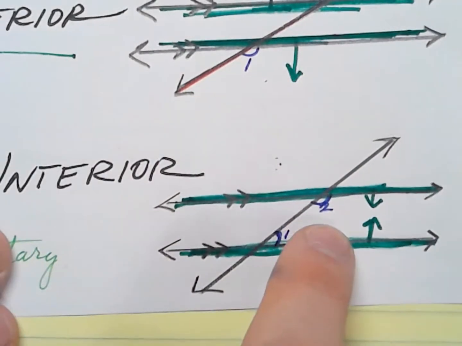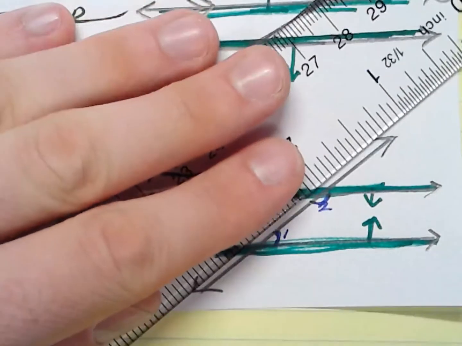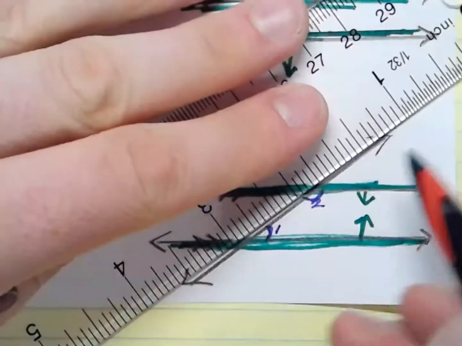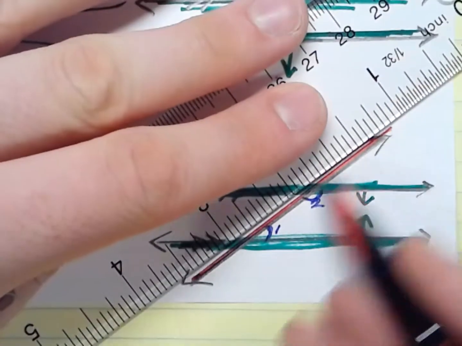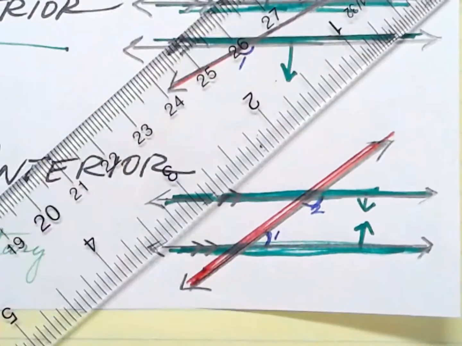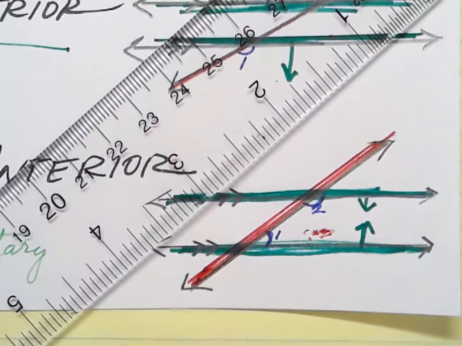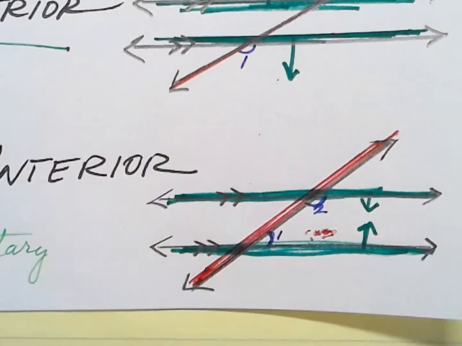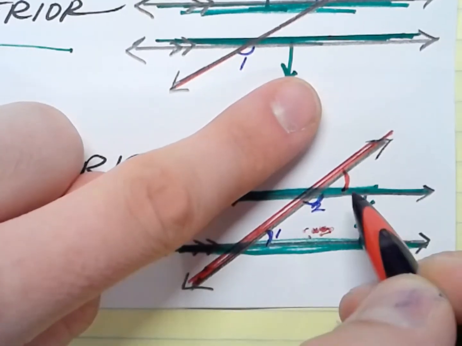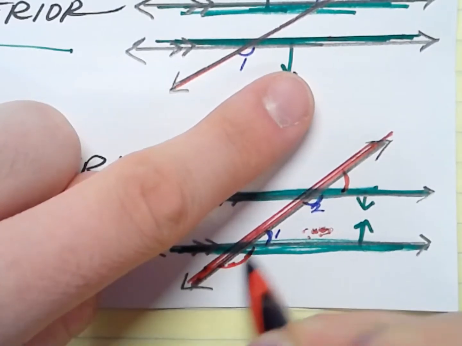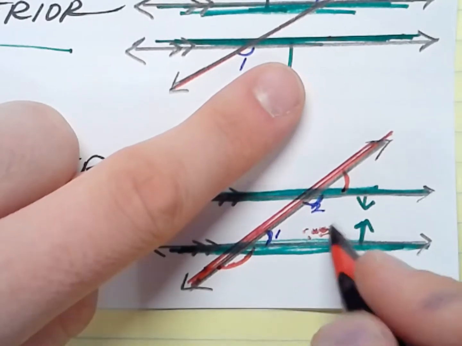They're not alternate interior. They're not alternate exterior. They're not alternate because they're on the same side of the transversal. Notice here they're both on the right-hand side of that transversal. But they're not corresponding, because if it was corresponding, angle 2 would have to be up here, corresponding to angle 1, or angle 1 would have to be down here to be corresponding to angle 2. So they're not corresponding, they're not alternate, they're on the inside.